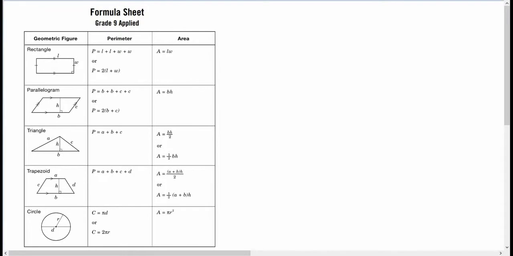This is the formula sheet for areas of different shapes. You'll be allowed to use this on the test. Let's just talk about the formulas we see here, the perimeter and the area formulas. A lot of these are equations that we use on a fairly regular basis.